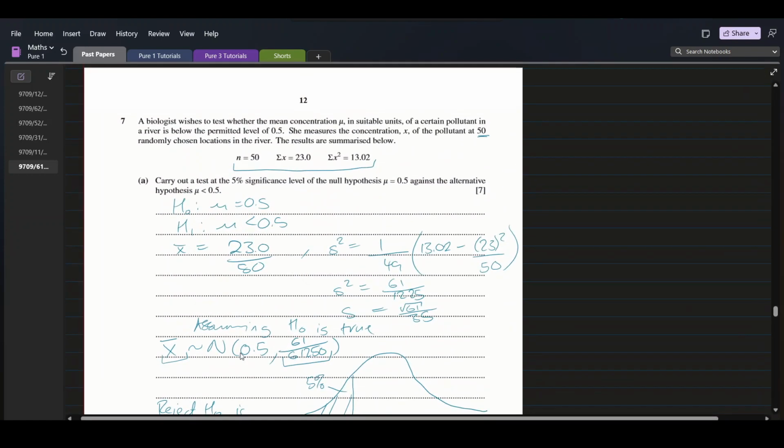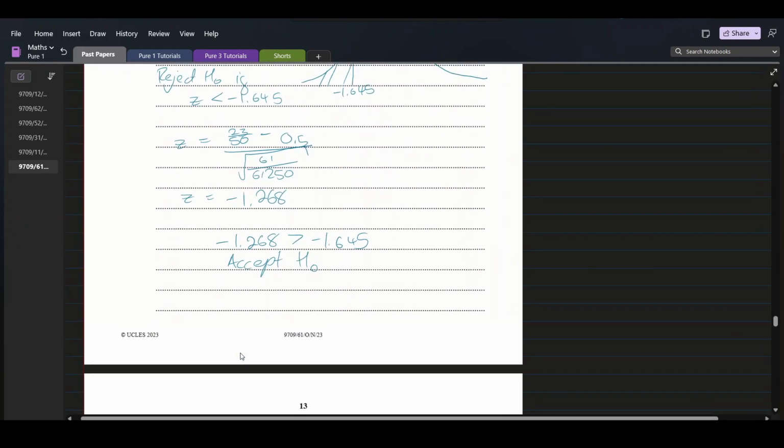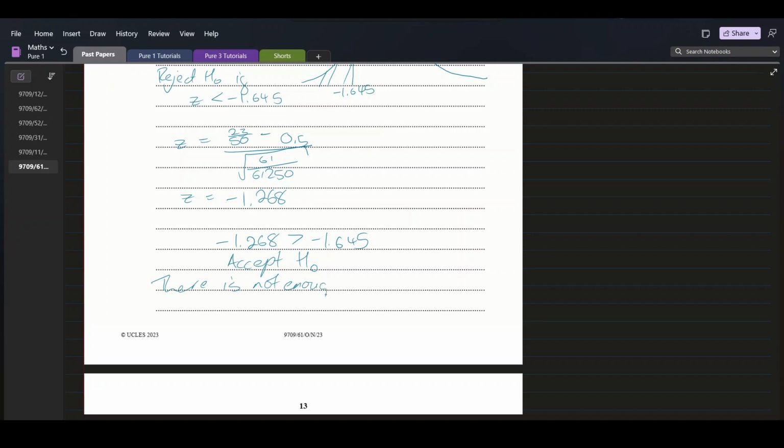and now we have to conclude in context. We are saying that for the pollutant in the river, there's not enough evidence at the 5% significance level that the pollutant is below the permitted level. And this would be our final answer.